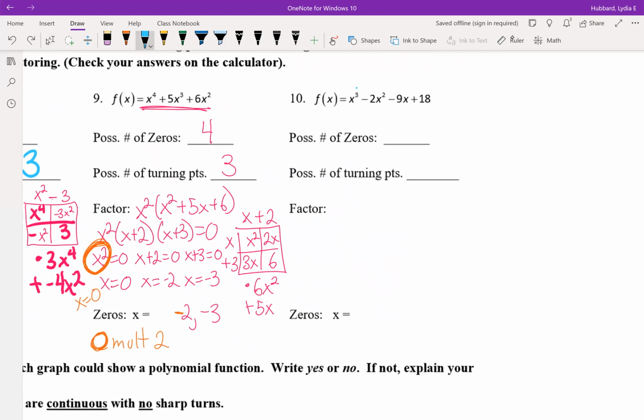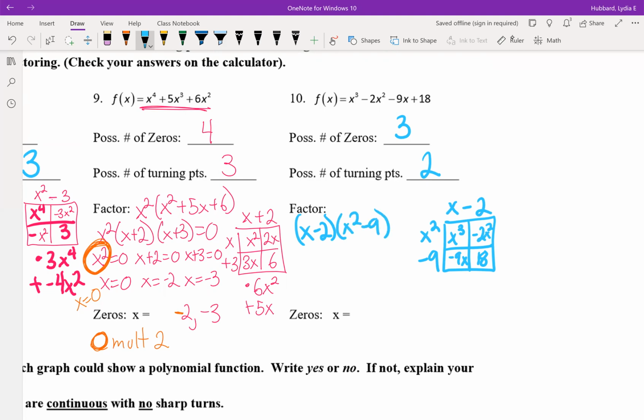So looking at the next one, the number of possible zeros is that highest degree, which is 3, and the number of possible turning points is going to be 2. Okay, we have 4 terms here, so we're going to use the box again. So we'll have x to the third. Again, there's no greatest common factor here. 18, and we'll fill in the other 2 boxes, negative 2x squared and a negative 9x. So we can take out x and negative 2 and x squared and a negative 9. So we'll get x minus 2, x squared minus 9.